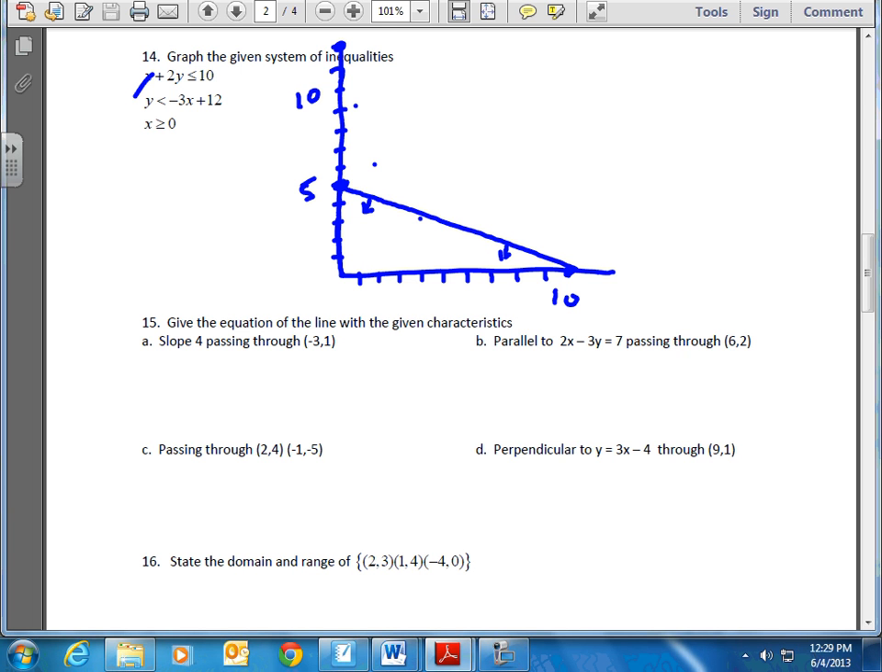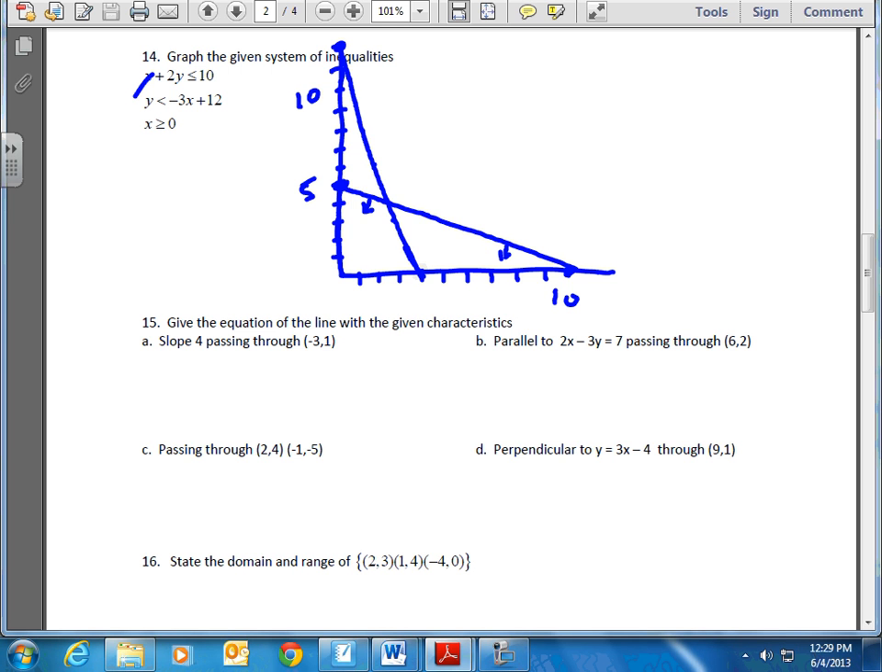Whoops, too far over. I get down here, down 3 over 1, down 3 over 1, down 3 over 1, to an x-intercept of 4. So connecting my dots, again, it's a solid line. And I'm shading below that one as well.